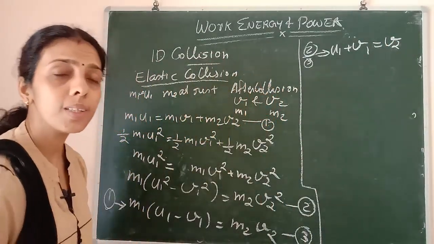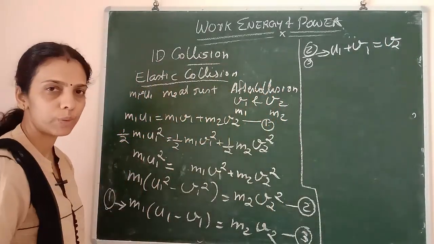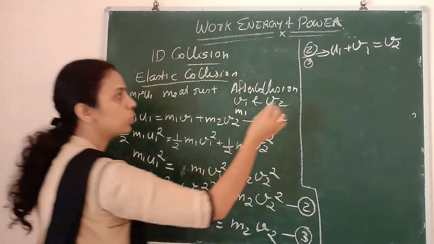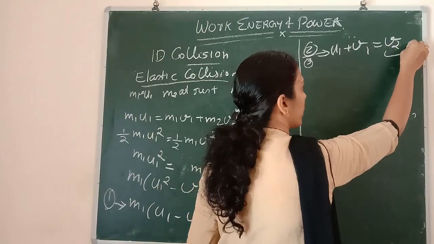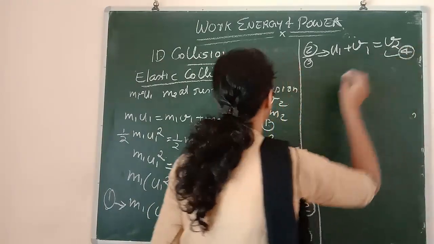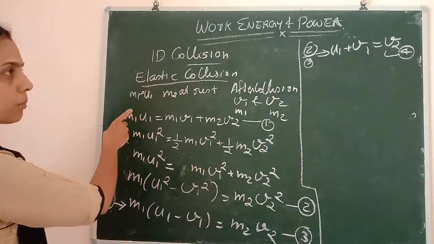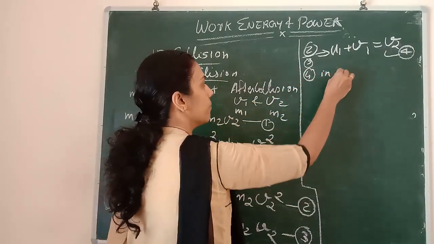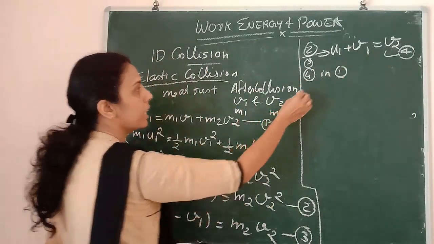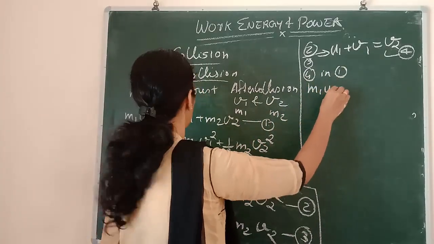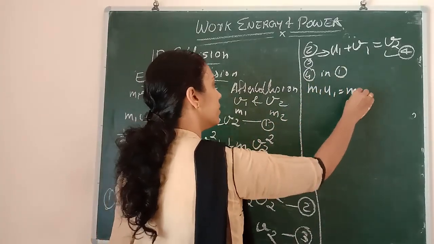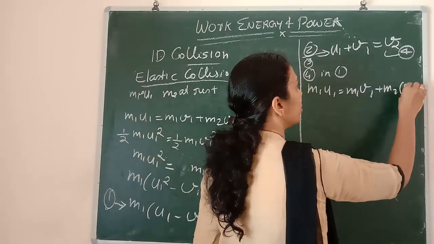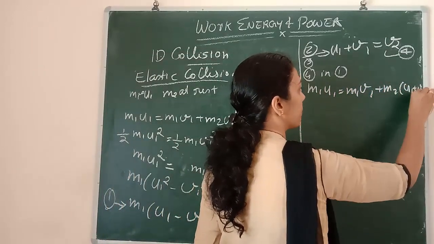Okay, now first we are going to find the value of v1. So instead of v2 we can substitute u1 plus v1. This is equation number 4. Substituting equation number 4 in 1, what will we get? m1 u1 is equal to m1 v1 plus m2 into (u1 plus v1).